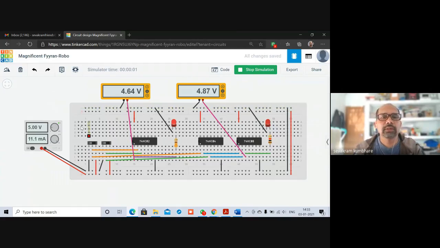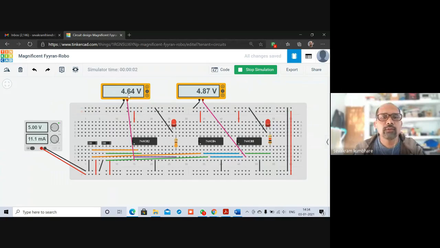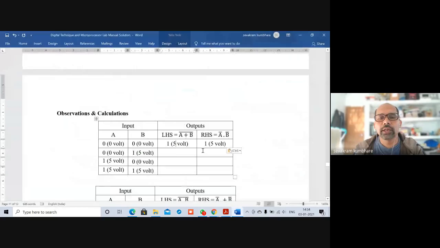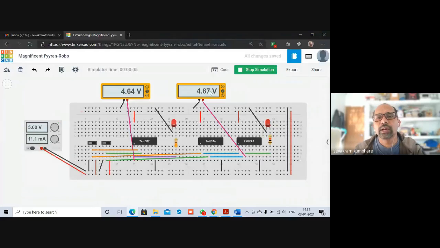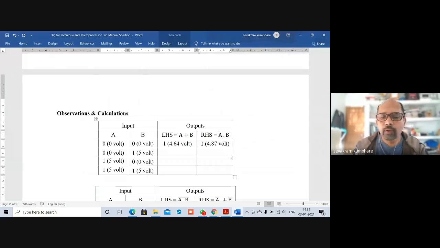So look, when both the inputs are 0 0, over here we are getting 1 as output, and voltage is 4.64 volt. So here I can mention 1 and 4.64 volt. Whereas in this, the LED is on and voltage is 4.87 volt. 4.87 volt. Why is this difference there?